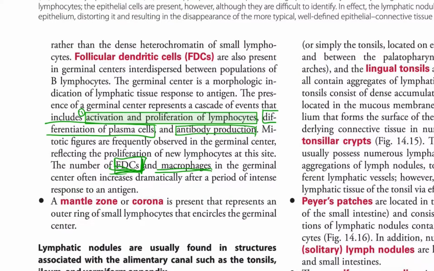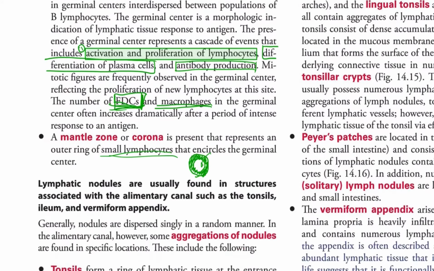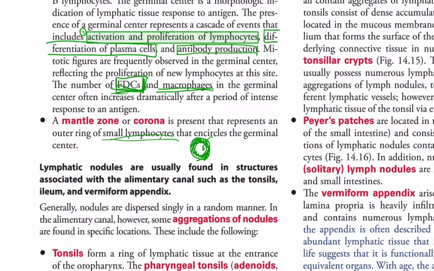We have a mantle zone, or corona, which represents an outer ring of small lymphocytes that encircle the germinal center. So we have the germinal center and we have the corona. The corona is darkly stained and has small lymphocytes, so from here they will migrate to the germinal center to proliferate and differentiate, for lymphocytes, and to differentiate into plasma cells.